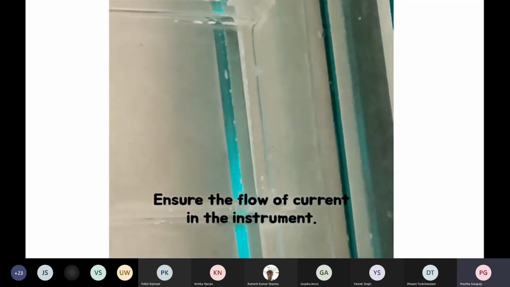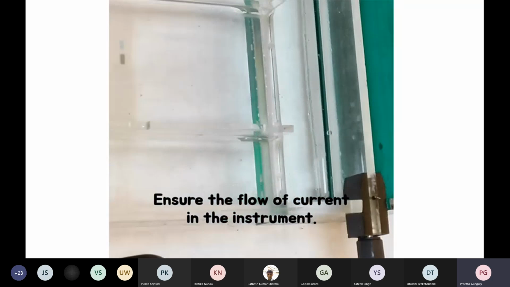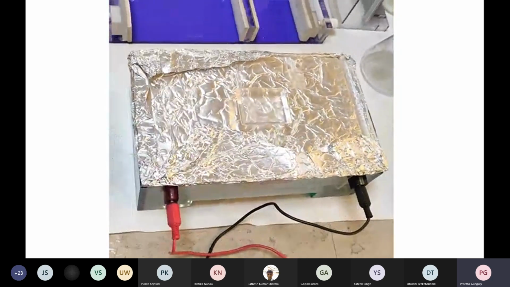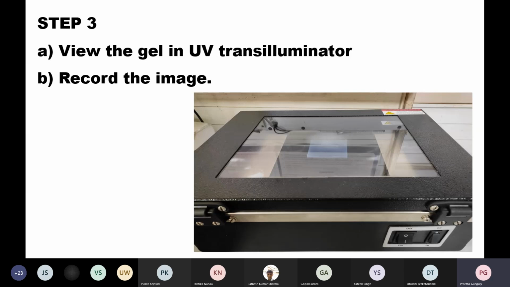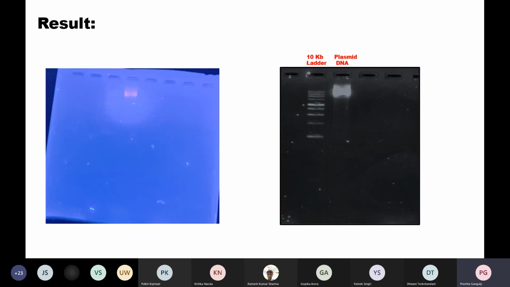Now we will start the process and the flow of current will take place in the instrument. After the run, we will view the gel in the UV transilluminator and record the image. How will the image come? The results are shown here. The ladder is generally 10 kilobase pairs, and here the plasmid DNA can be seen.